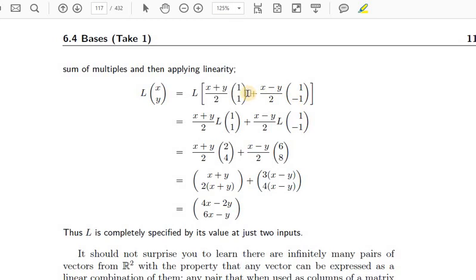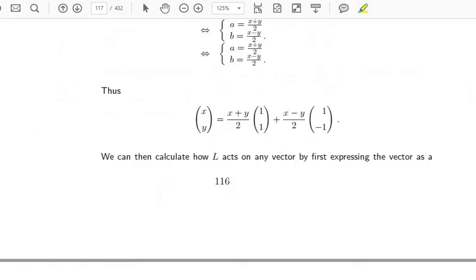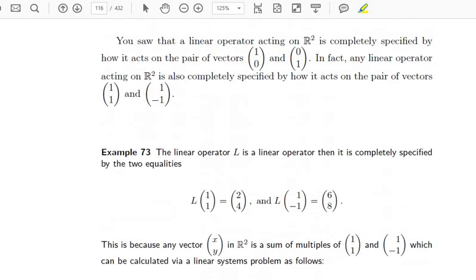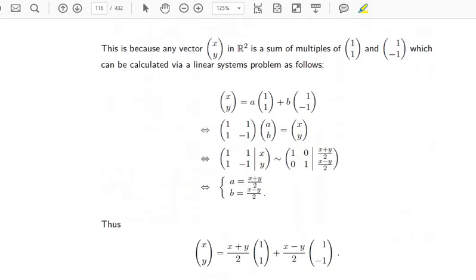Now I use the linearity property backwards. If I have L of a linear combination, I can take the linear combination of the L's. These L's are the ones that I know. That was how L was specified back up here, right? That was the original definition of L. L of (1, 1) is (2, 4). L of (1, -1) is (6, 8). I've just replaced the L with the corresponding output expression.